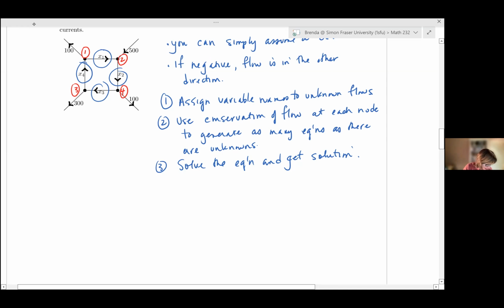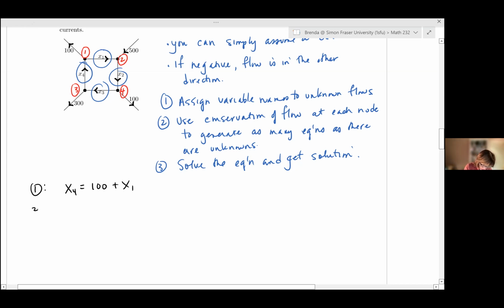So let me use node number 1. I'm looking at node number 1, and I'm basically equating the flow into the node with the flow out of the node. That is the flow conservation at the node. So that means that the flow x4, which is coming in, has got to be equal to the flow going out, which is 100 plus x1.